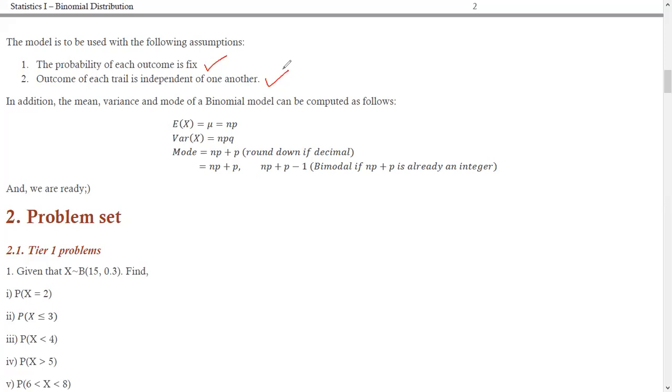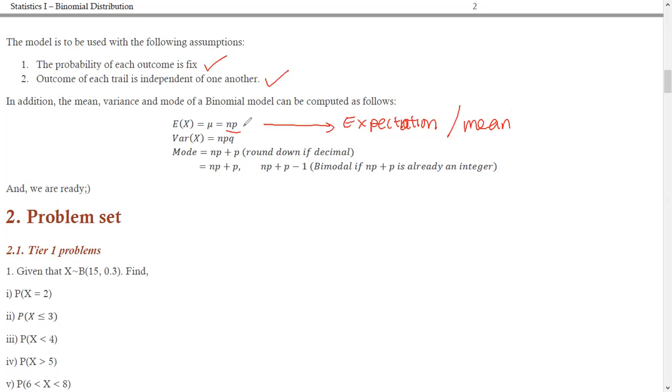Okay, and since we are looking at statistics, it's important to be able to compute some statistical parameters. The first one is your expectation, or we call it the mean. The mean of a binomial model is given by np, whereby n is the number of times I do it, p is the probability of hits.